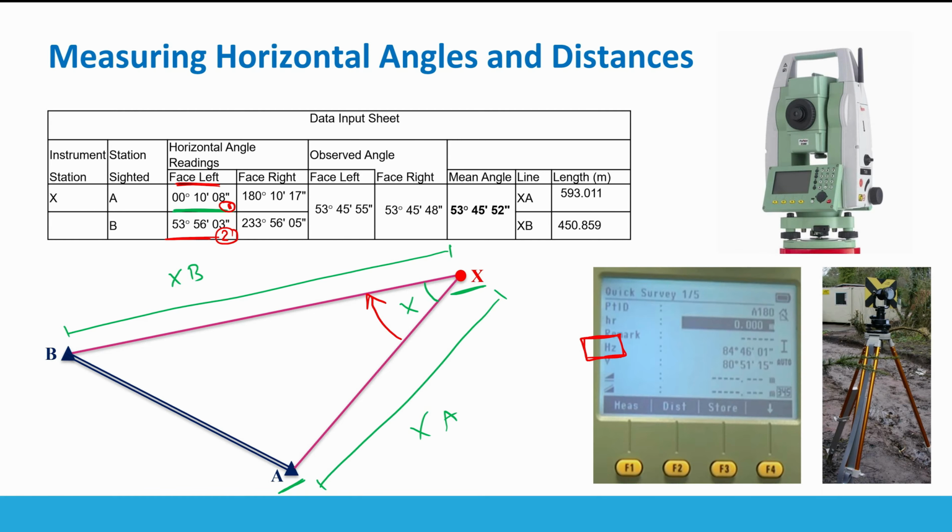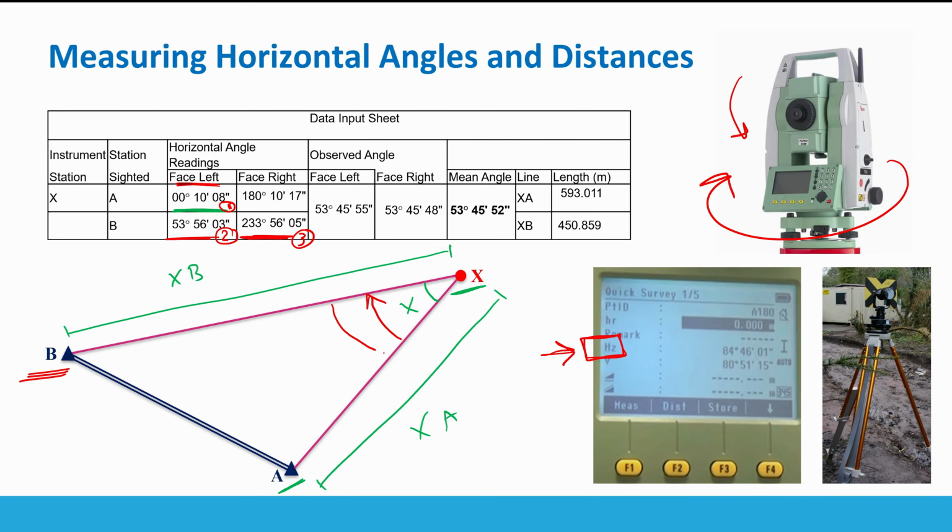And now you will flip the telescope of the total station and rotate the total station horizontally and re-sight station B again. This is the third measurement, and you will look at the screen of the total station. You will write the horizontal angle value here. This is called face right over B. This is the third measurement.